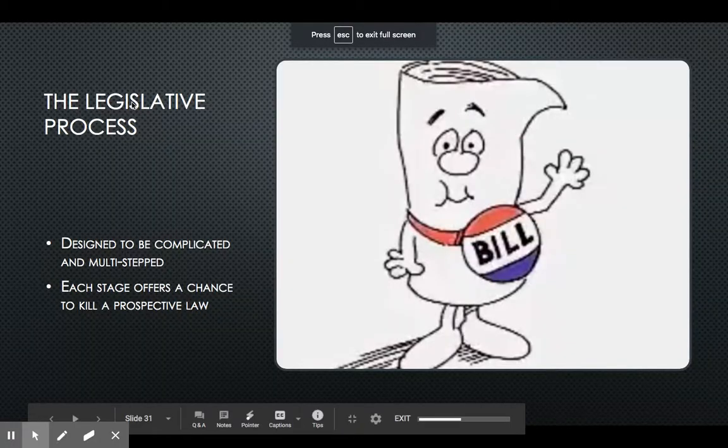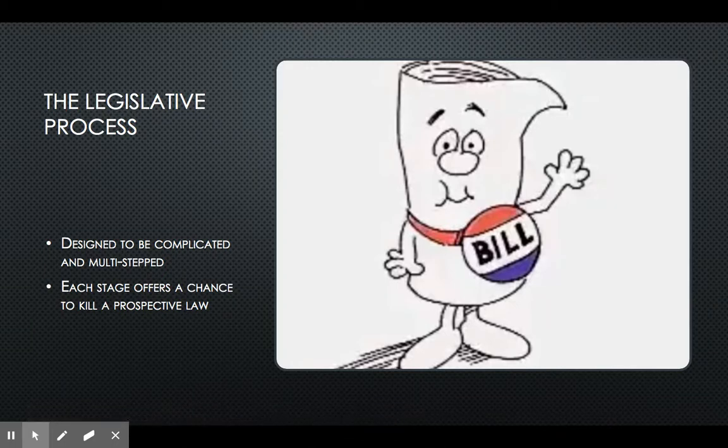So we've said that Congress is the lawmaking body of government. So let's talk a little bit more about the legislative process. One thing to keep in mind is that the legislative process is designed to be complicated and multi-stepped. We've already said that the founders, when they were writing the Constitution, created a system of checks and balances. The legislative process is really a way for both chambers of Congress to check each other.